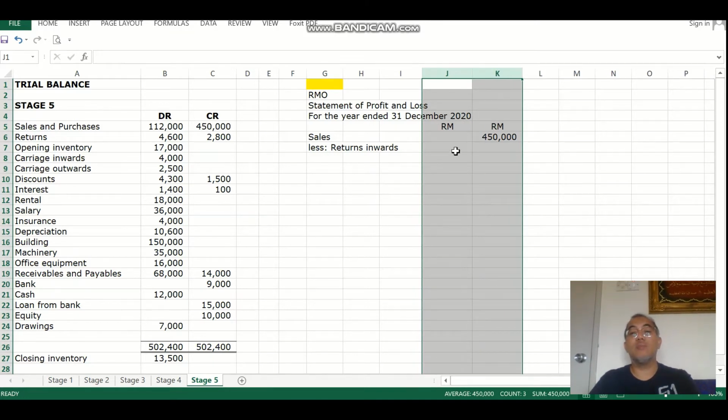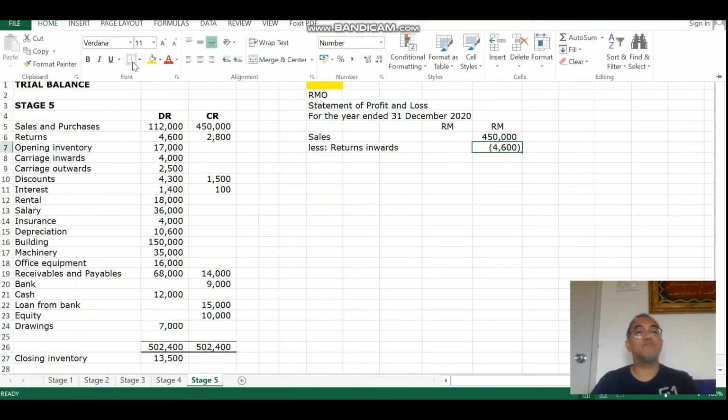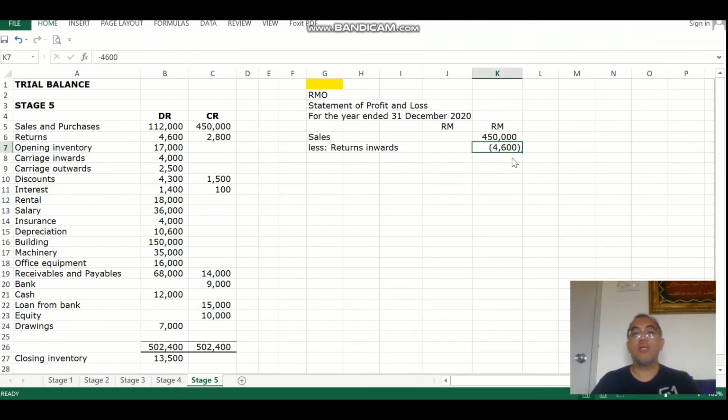Okay, our figure is getting bigger. Return inwards is 4,600. Okay, 4,600. Now what is our net sales? So we just take the formula. Now our net sales is 445,400.